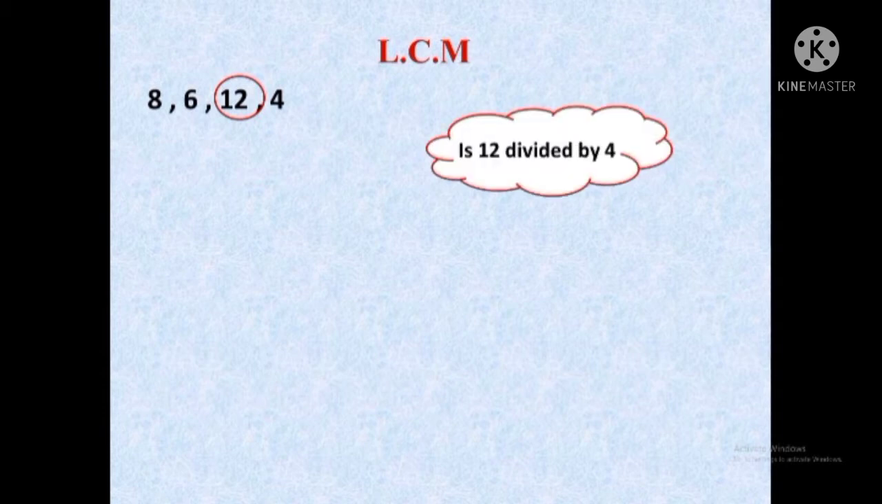So the first step as usual only we are going to do, that is we are supposed to find the biggest number among these numbers. The biggest number is 12. Let us take a note of that. Next we are going to check whether the biggest number is divided by other numbers. First let us start from 4. Is 12 divided by 4? Yes, 12 is divided by 4 since 3 into 4 is equal to 12.